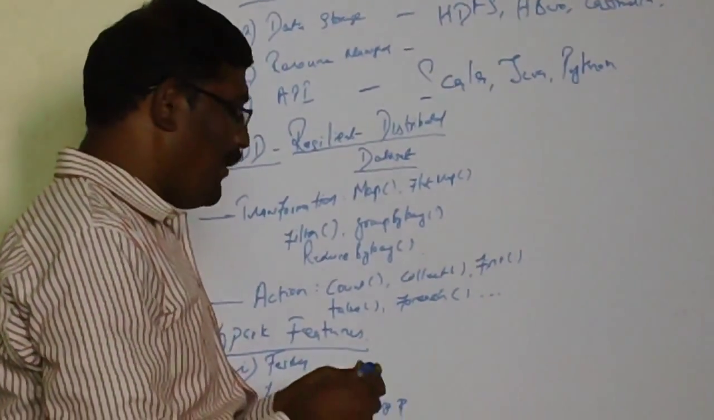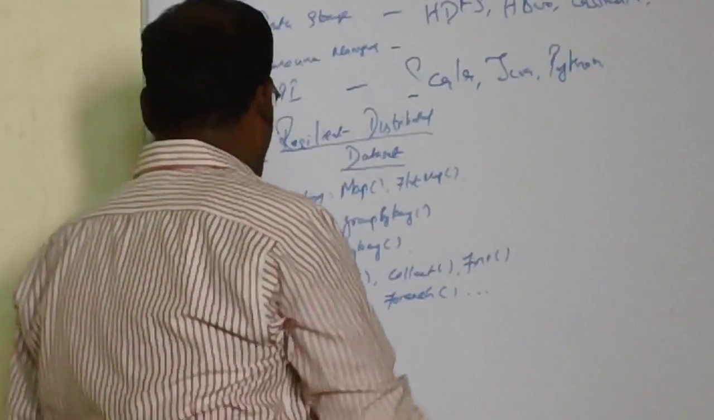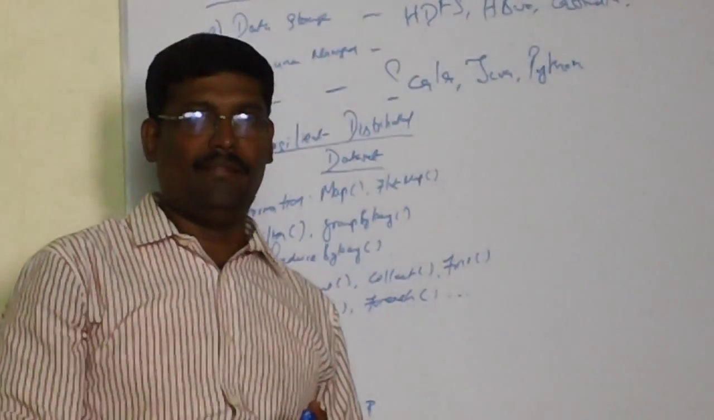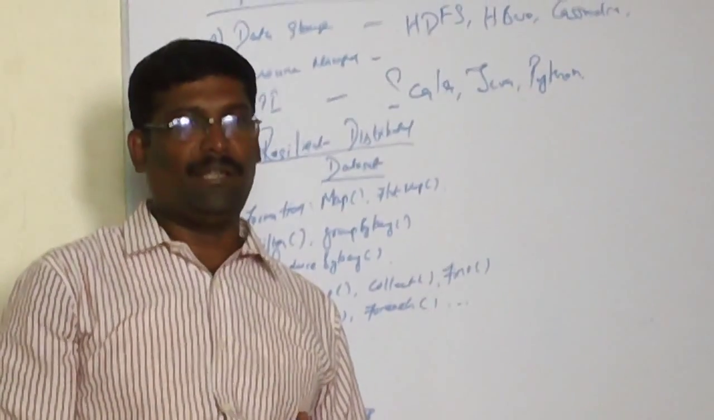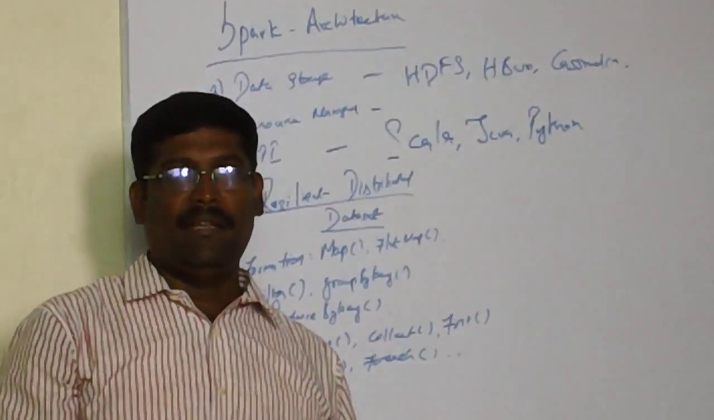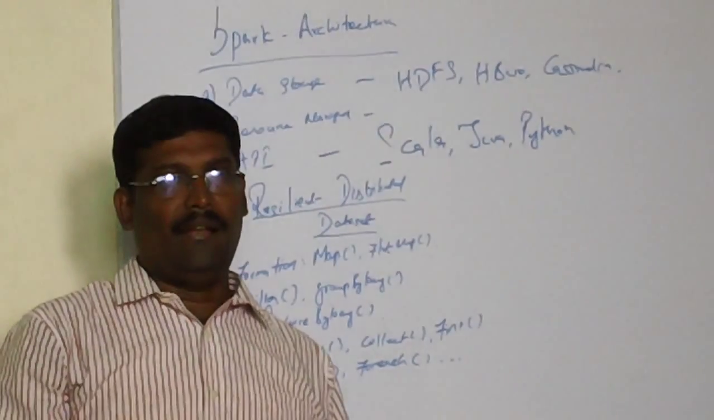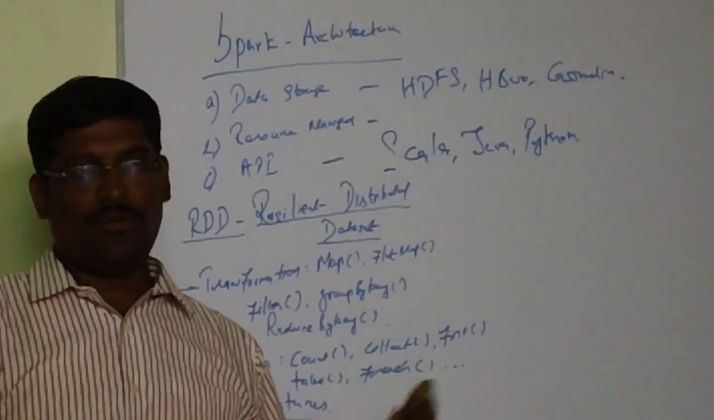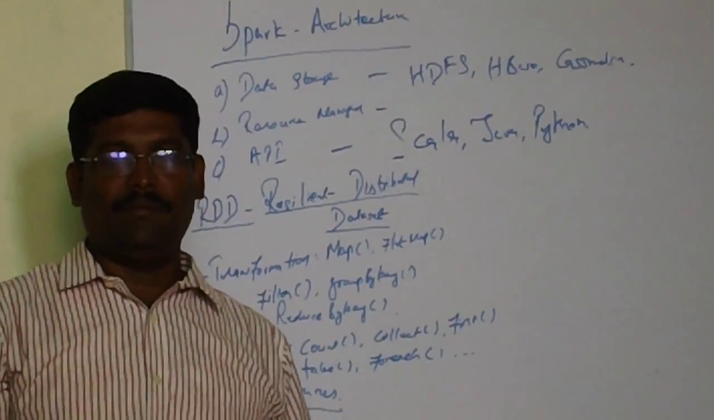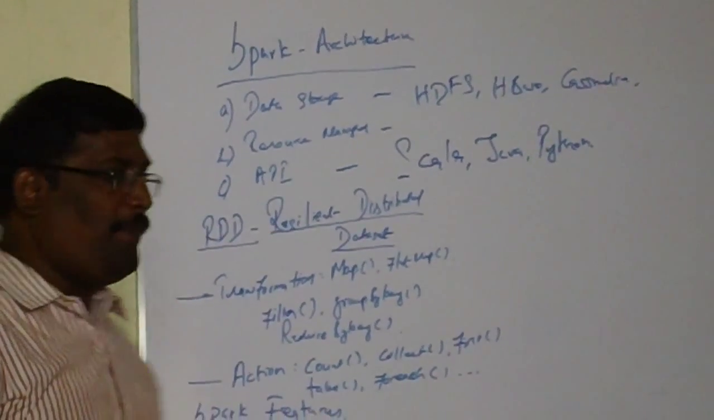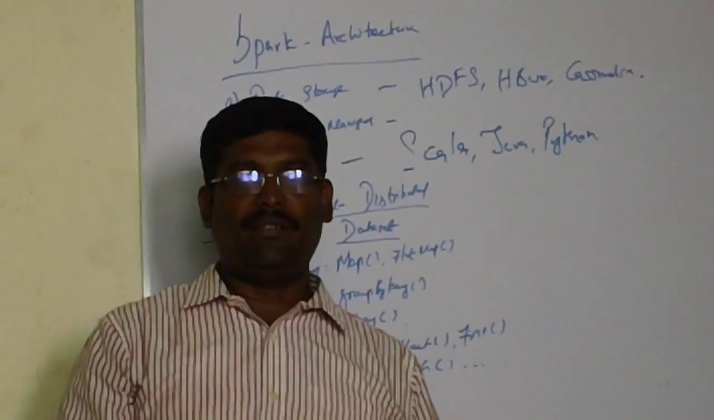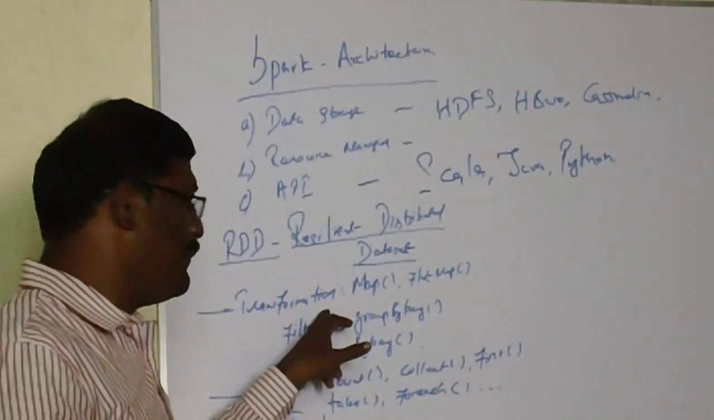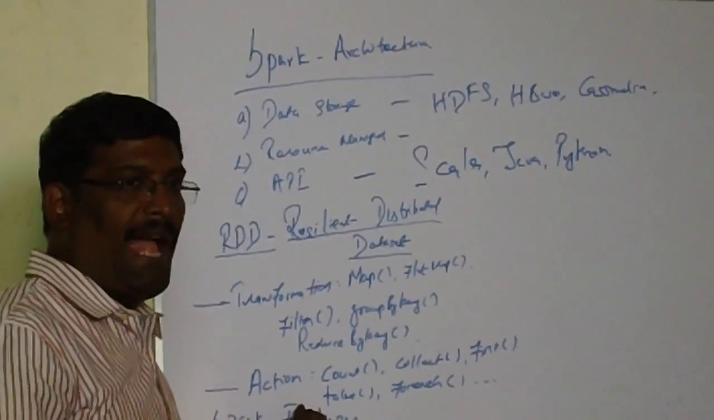Then, I have already told you that the RDD, Resilient Distributed Dataset, is the core concept behind Spark. We can think of an RDD as a table in a database, and it is stored across the cluster as partitions. It can store any kind of data. And RDD supports two kinds of operations. One is called a transformation and another one is called an action.